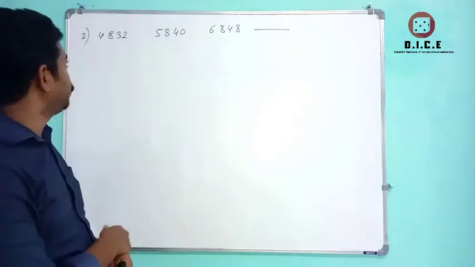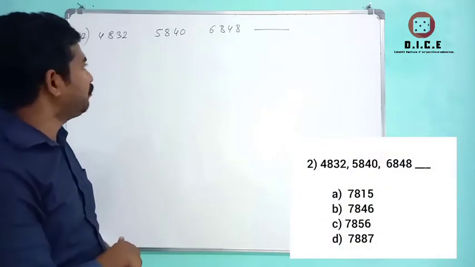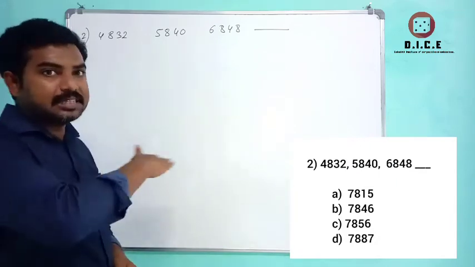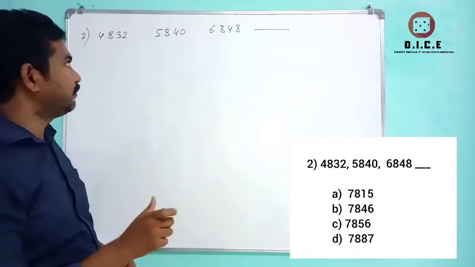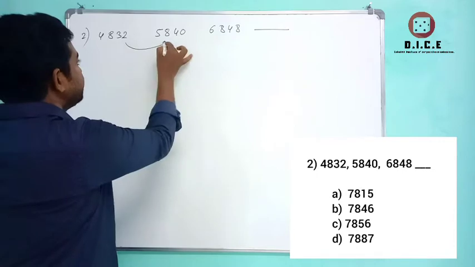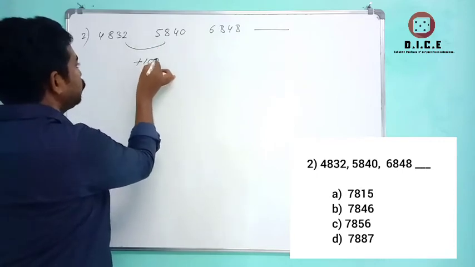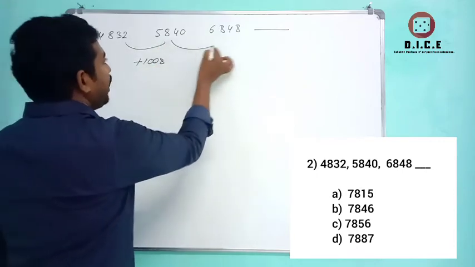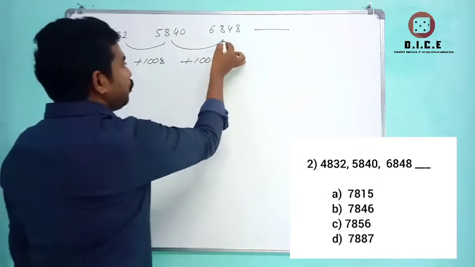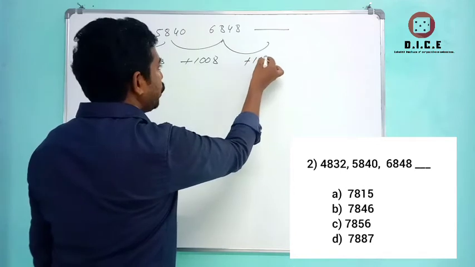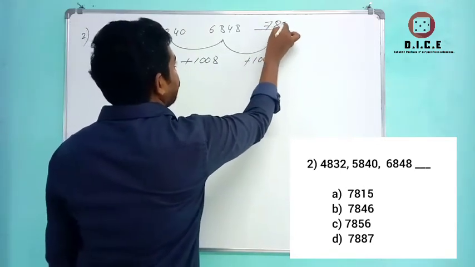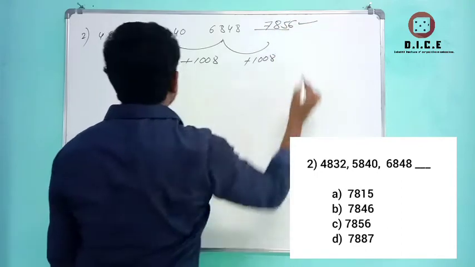Students, if you see question number 2 here, 4832, 5840, 6848. The numbers are in an increasing pattern. Now try to see the difference. 4832 and 5840, the increase is plus 1008. Similarly 5840 to 6848 is also a difference of 1008. So if you add 1008 to 6848, that gives you 7856. So your answer is 7856.